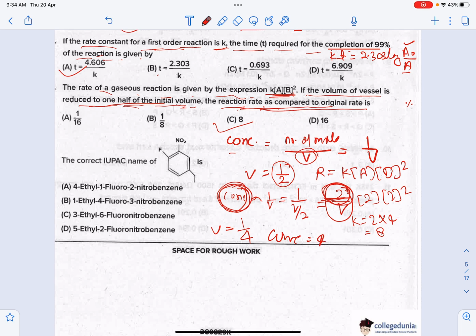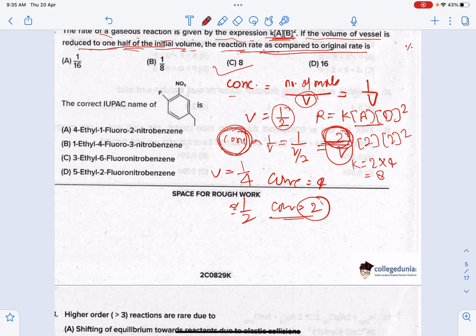Here in the question, volume is reduced to 1/2, so concentration will be 2 times greater. Just put the value of concentration in these two and we will get our answer. Okay, next question: the correct IUPAC name of this compound is.